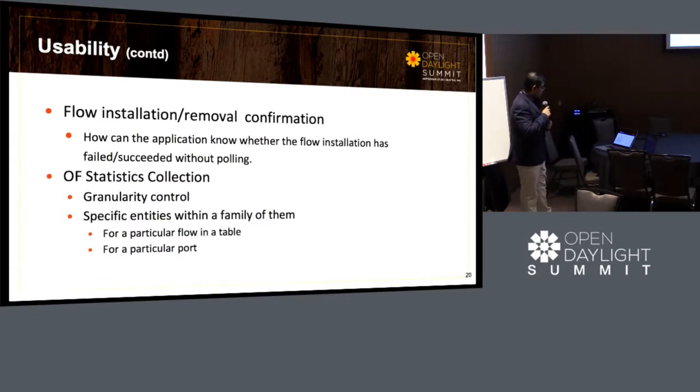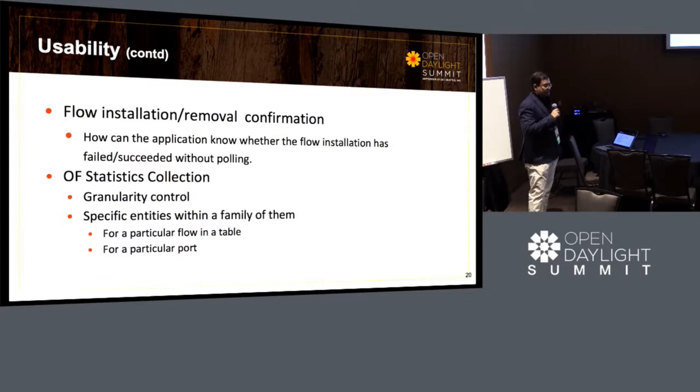Flow installation or removal confirmation is one part that we have always thought of, as in if an application tries and provisions a flow, how does it know that the flow has gone to the switch or not? Currently, it's a bit difficult. So we need to find a mechanism in which we can know whether the flow installation has been successful without the application polling it. A part of it is there for Lithium, because in Lithium, if you switch off the statistics and provision a flow, you can actually listen for a notification on the operational DS to see if the flow has been installed or not.